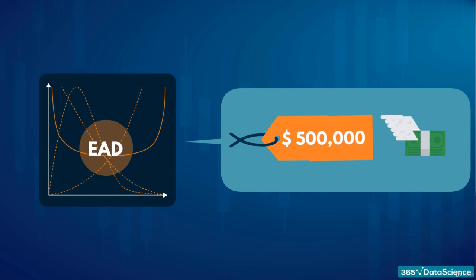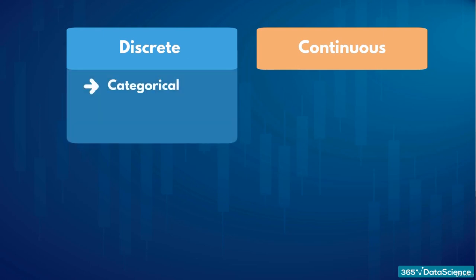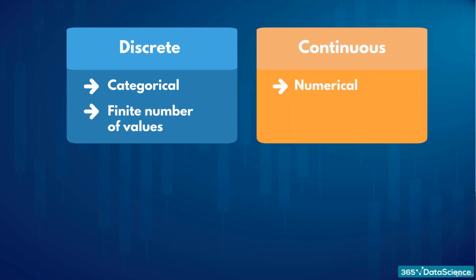For our purposes, we'll distinguish between two types, discrete and continuous. Discrete, or categorical variables, take only a certain finite number of values. Continuous, or numerical variables, on the other hand, can take any value in a given range, or in other words, they can take on an infinite number of possible values.